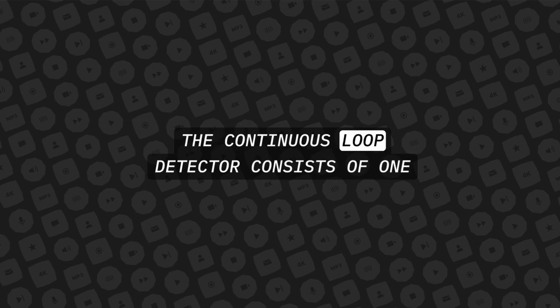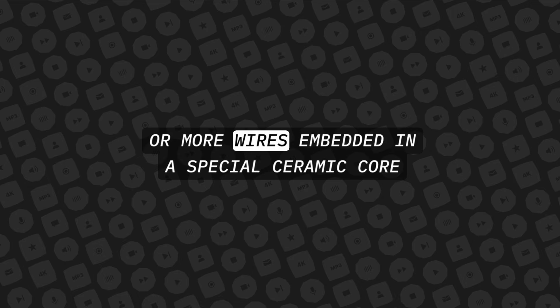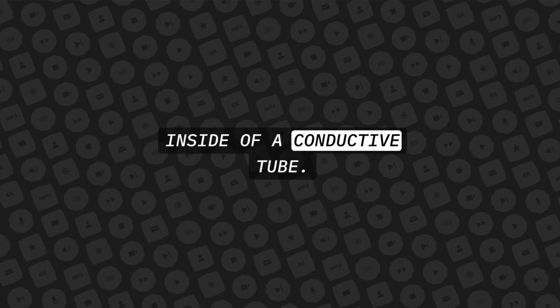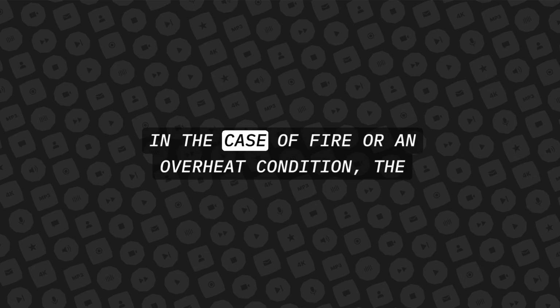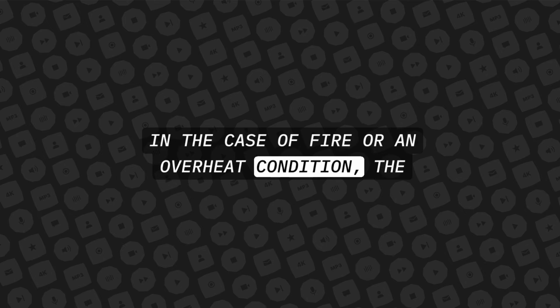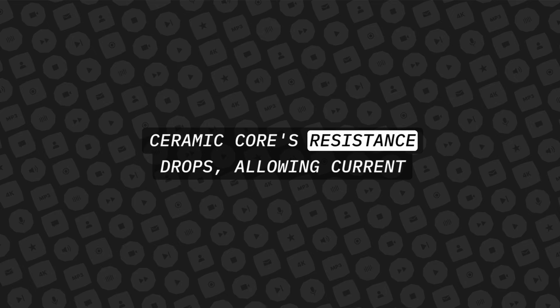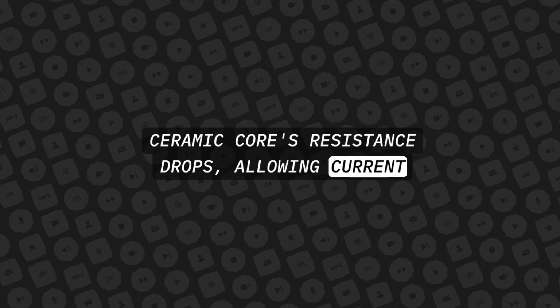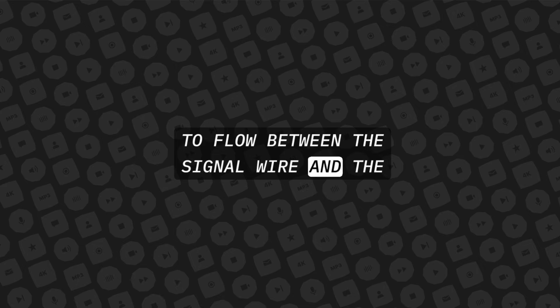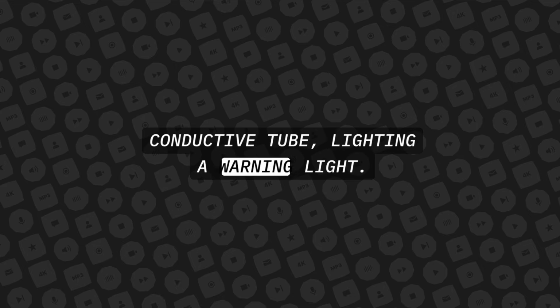The continuous loop detector consists of one or more wires embedded in a special ceramic core inside of a conductive tube. In the case of fire or an overheat condition, the ceramic core's resistance drops, allowing current to flow between the signal wire and the conductive tube, lighting a warning light.